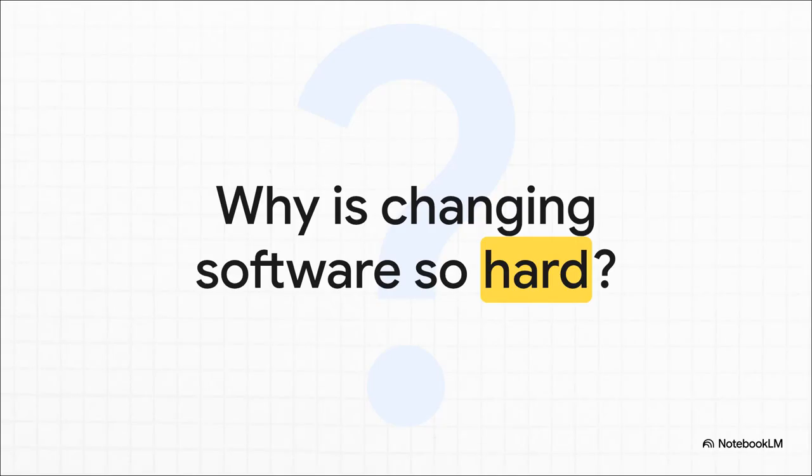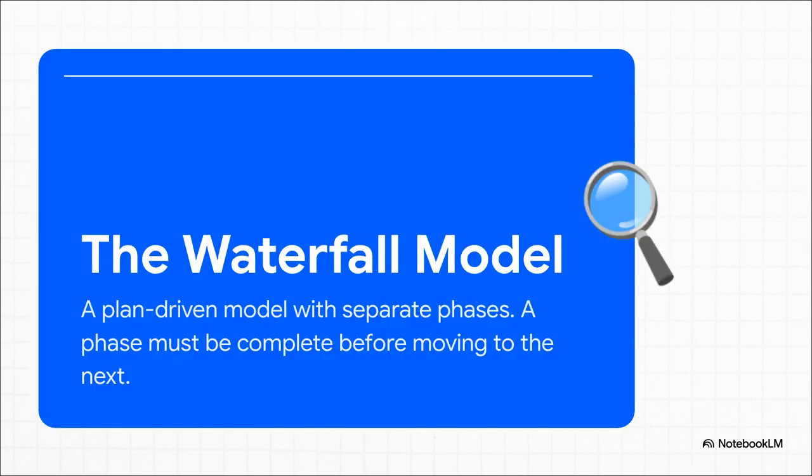So what's the deal? Why is it so hard to change a plan once you've set it in motion? And look, this isn't just a software thing. It's a classic headache in any big project. But in the tech world, where everything changes at lightning speed, a plan that can't bend is basically a death sentence for a project. The traditional way of doing things was this thing called the waterfall model.